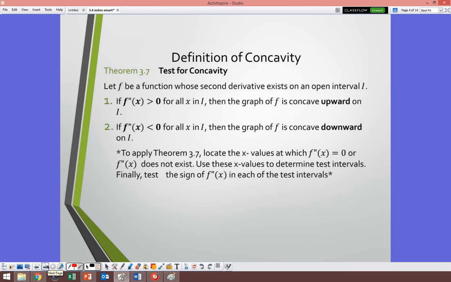Okay, test for concavity. Let f be a function whose second derivative exists on an open interval. It has to exist. I have to be able to take the derivative there.